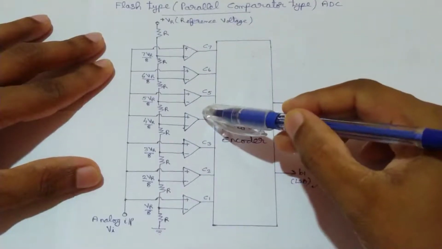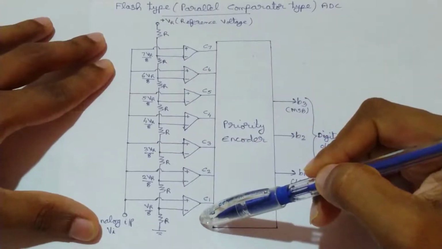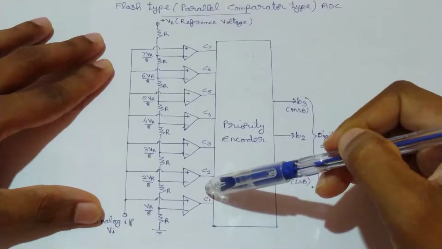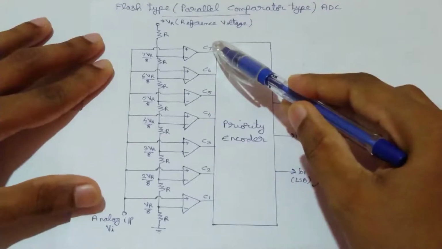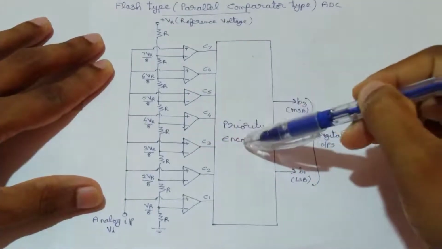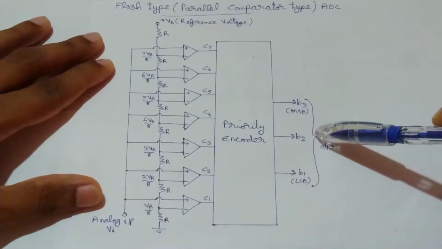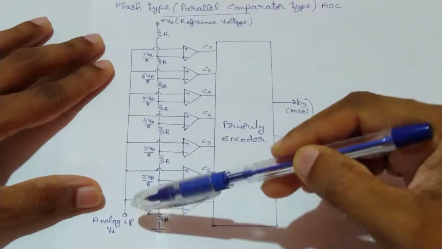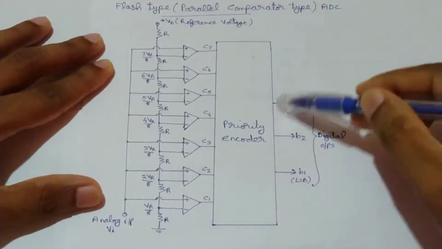Okay, so when the input Vi is in the range VR by 8 less than Vi less than or equal to 2 VR by 8, then the output of this first comparator is 1, and the output of all other comparators are zeros. Okay, and the priority encoder converts that data into its corresponding output. Similarly, by considering the range of this input voltage, we can calculate the digital output that we are going to obtain.